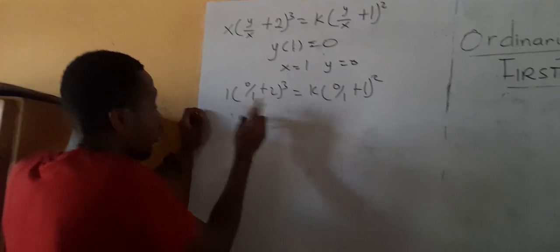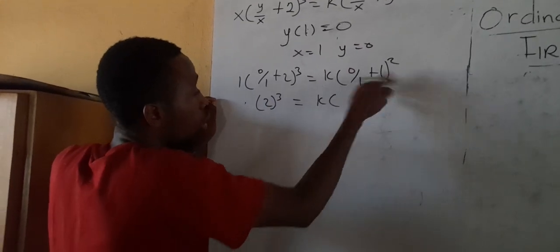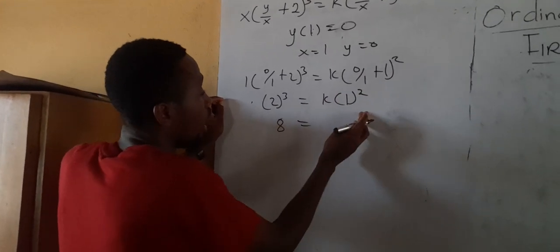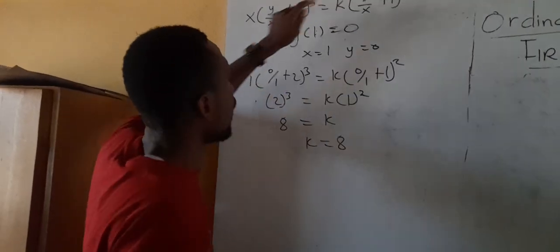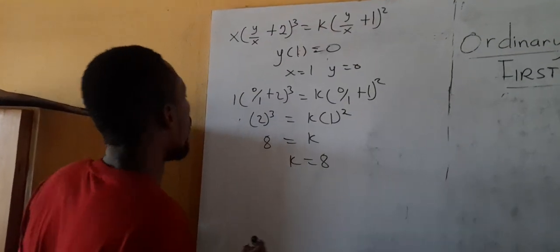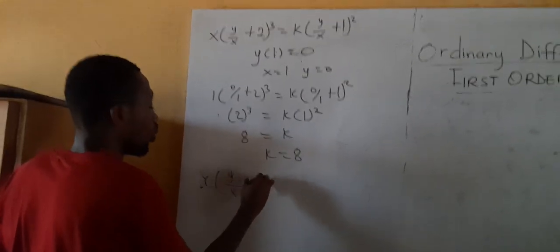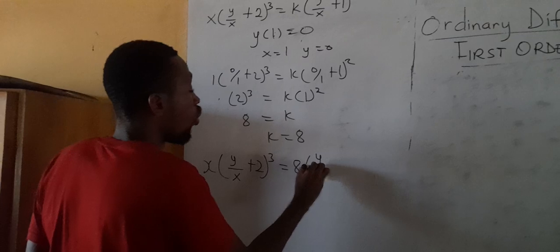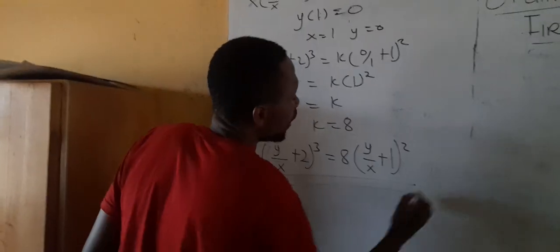0 over 1 is 0, 0 plus 2 is 2. So 2 cube is 8 times 1 is equal to k times (0 plus 1) squared, which is 1. So k, our constant, is 8. So we just substitute our constant to get our specific solution. Our specific solution will be x (y over x plus 2) cube is equal to 8 (y over x plus 1) squared. This becomes our specific solution.